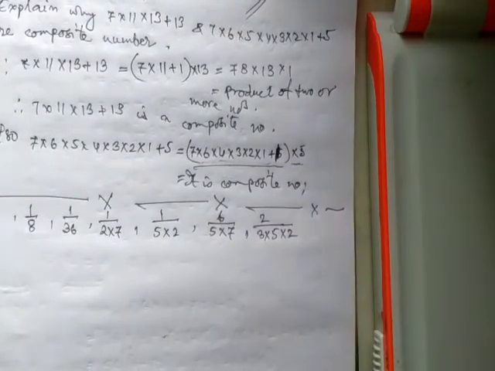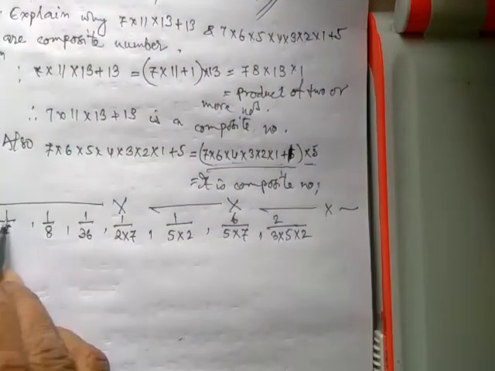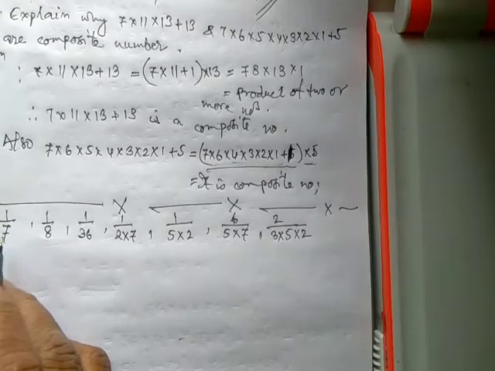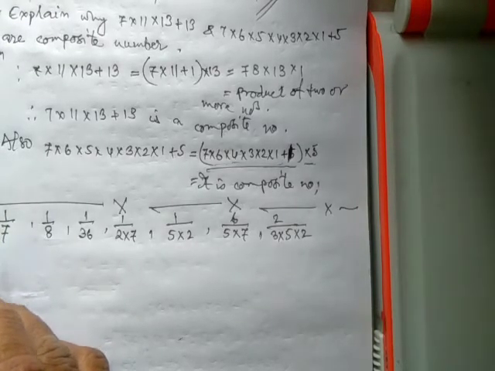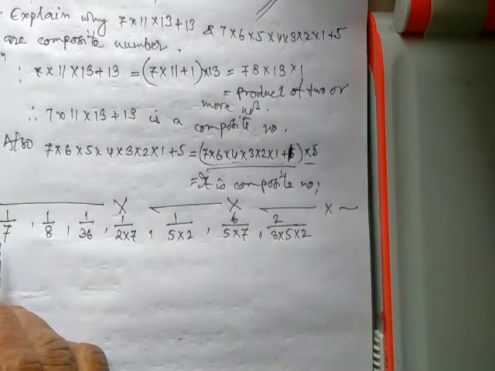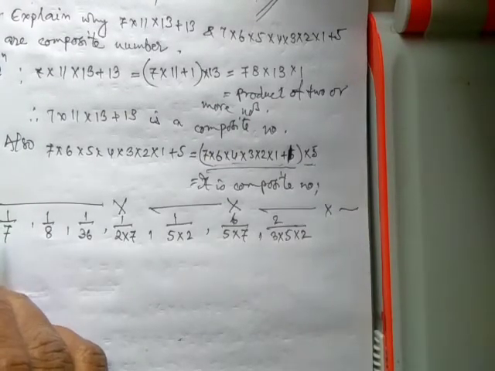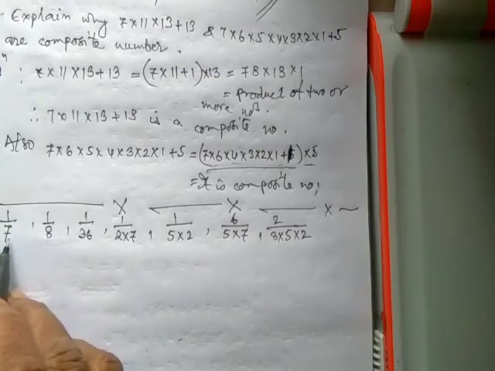I have taken these few examples. 1 by 7 is not exactly divisible, and its decimal is also non-terminating. It will give you a non-terminating decimal number.